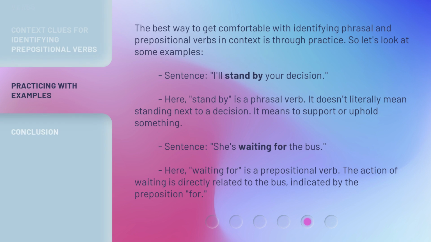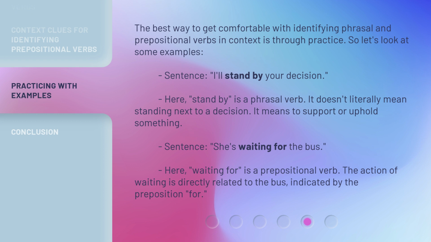The best way to get comfortable with identifying phrasal and prepositional verbs in context is through practice. So let's look at some examples. Sentence: I'll stand by your decision. Here, stand by is a phrasal verb. It doesn't literally mean standing next to a decision. It means to support or uphold something.